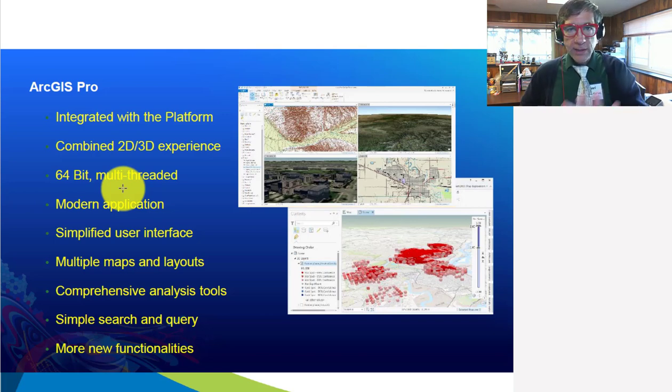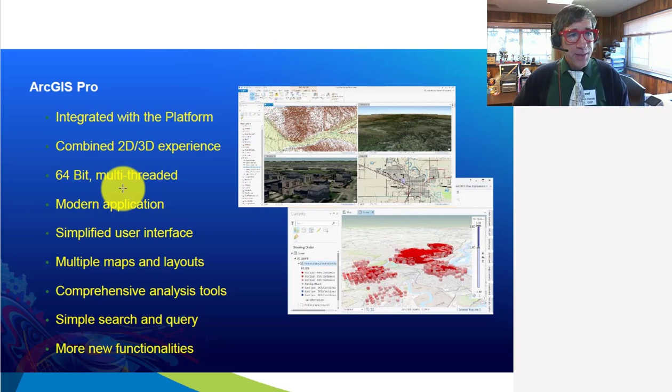64-bit, multi-threaded, uses the multiple cores on your computer, etc. It's a modern application. In other words, it's integrated. It looks like other tools that you use, Office 365. It's got the ribbon sort of interface with contextual menus. If you're in editing, you see the editing tools. If you're in sharing, you see the sharing tools, etc. It's got a simple user interface that's intuitive. It's much more intuitive, in my opinion, than ArcGIS Desktop or ArcMap ever was.